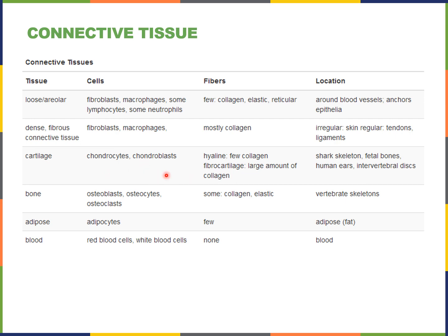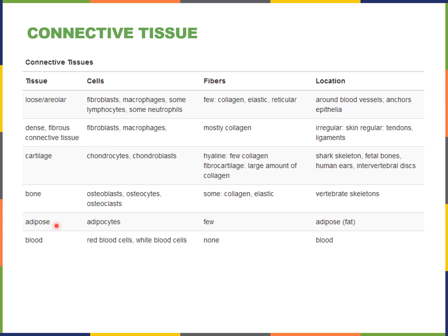We have some cartilage, like in our nose, let's say. Often places we also often think of it in the shark skeleton. We also have it in our ears. Bone. These are our osteoblasts, osteocytes, osteoclasts. The prefix osteo is associated with bone. So anytime you see osteo, you can kind of assume it's bone associated. We've got some collagen elastic here, and that's what our vertebrate skeletons are made out of.